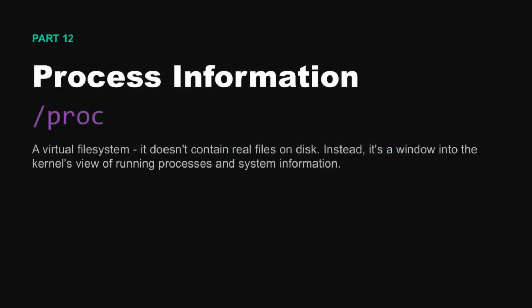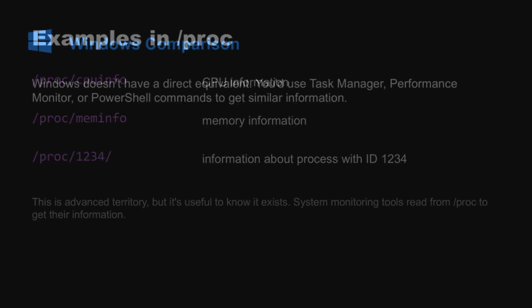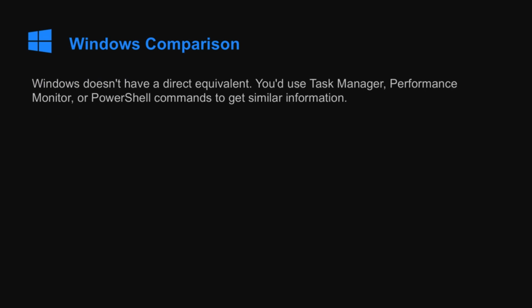The /proc directory is a virtual file system. It doesn't contain real files on disk. Instead, it's a window into the kernel's view of running processes and system information. Examples would be /proc/cpuinfo, that's your CPU information, /proc/meminfo, your memory information, /proc/1234, information about the process with ID 1234. This is more advanced territory, but it's still useful to know that it exists. System monitoring tools read from /proc to get their information. If we compare it to Windows, Windows doesn't have a direct equivalent. You use Task Manager, Performance Monitor, or PowerShell commands to get similar information in Windows.